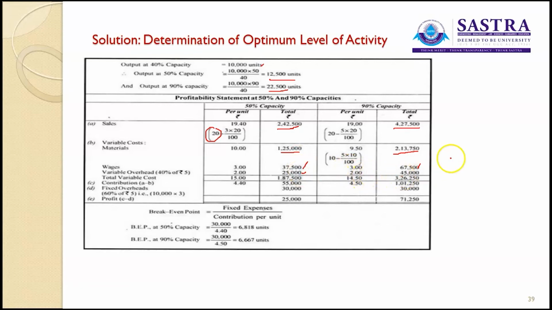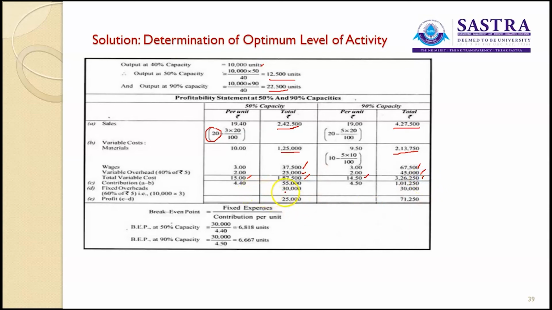Then 2 rupees into 22,500, we'll get 45,000. So total variable cost is 15 rupees here. Here it is 14.50 because we have a change in the materials here. Now total variable cost is 187,500 at 50%, 126,250 at 90%.